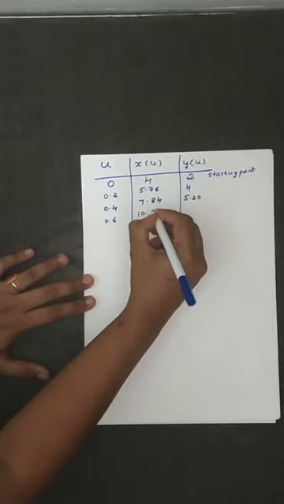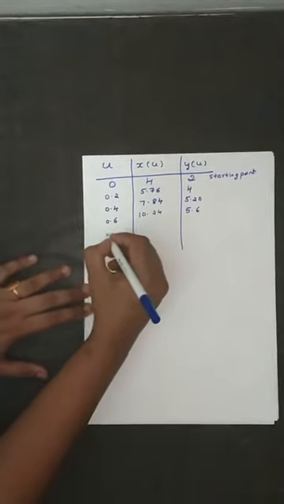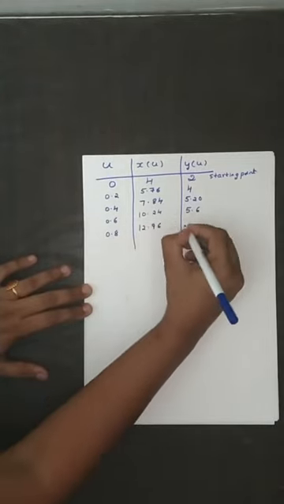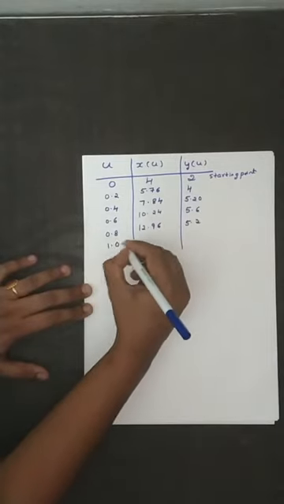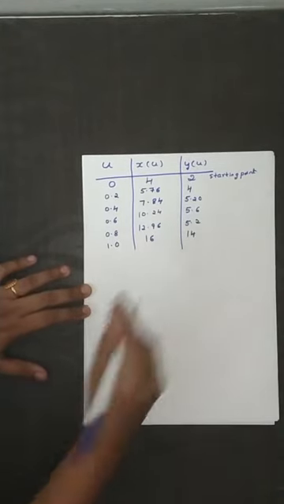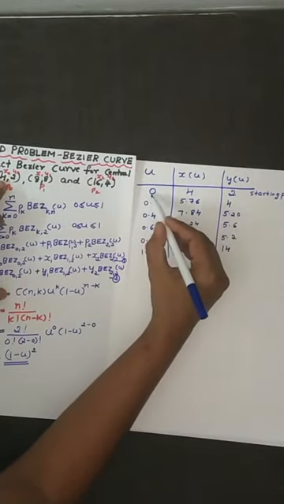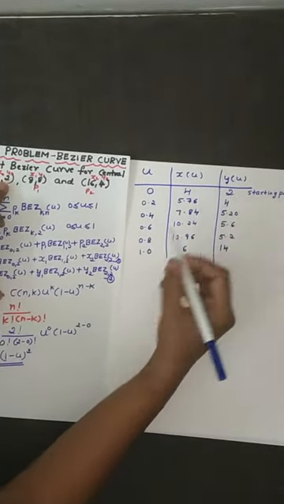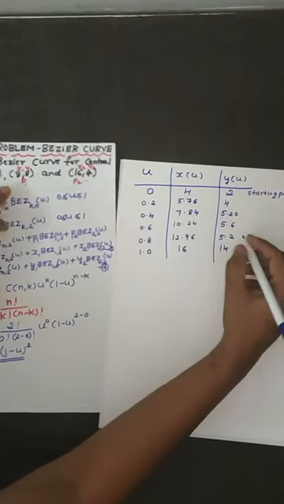Next, 0.2 difference. So the next point is u is 0.6: 10.24 and 5.6. Then the next point is 0.8: 12.96 and 5.2. Finally, adding 0.2 it will reach 1, so the value is 16 and 4. So this is the given equation problem. If u is 0, you will get the starting point 4, 2. If u is 1, you will get the end point 16, 4.